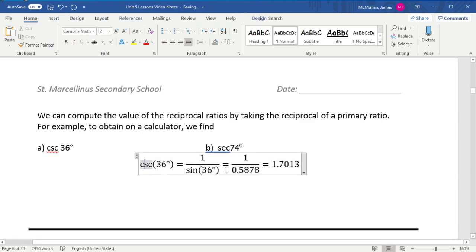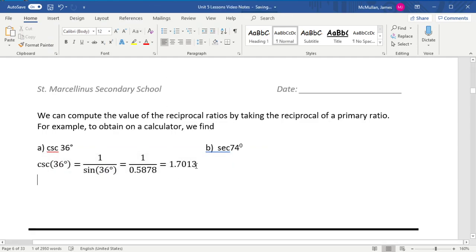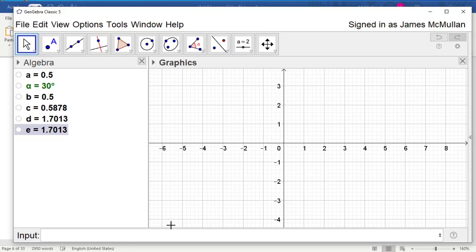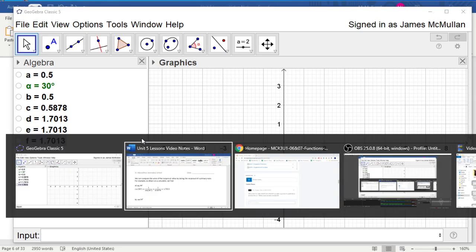Now, if you're using GeoGebra or certain calculators, there is just a cosecant function that you can put in to get the answer directly. I'll just show you that quickly. If you're using GeoGebra, you can just type cosecant 36 degrees, and it comes up with 1.7013 right away. So feel free to do that as well.